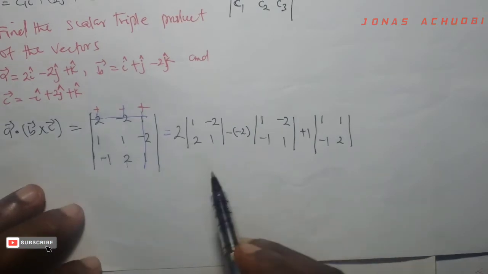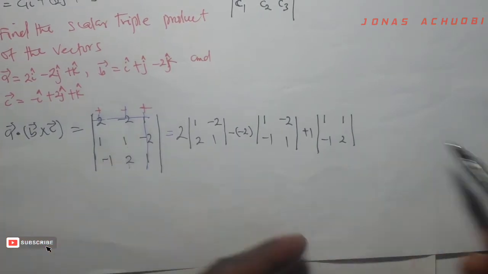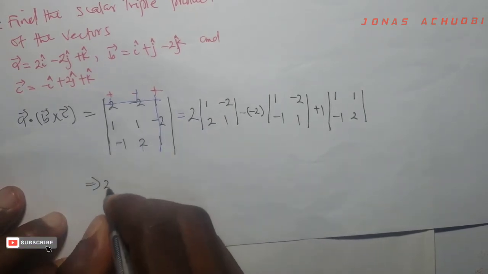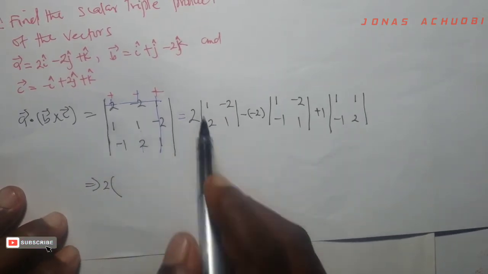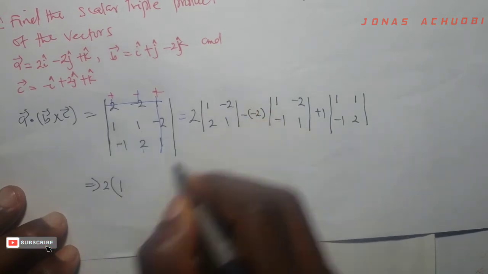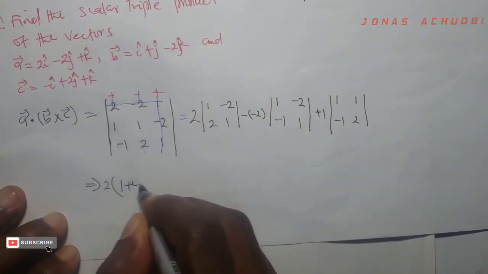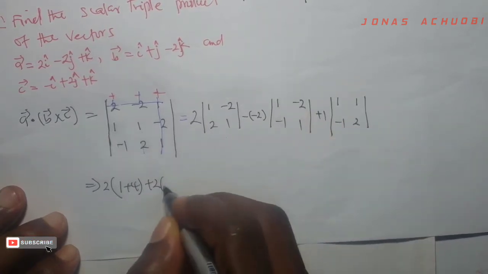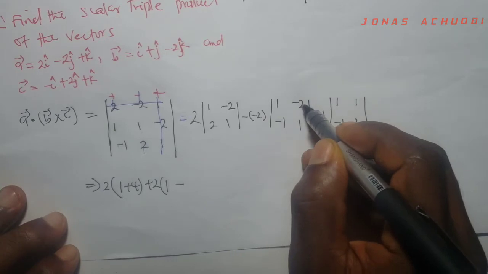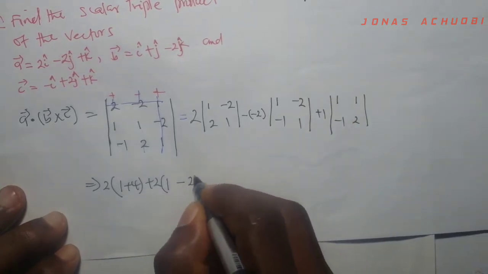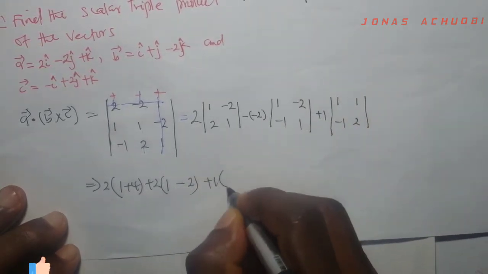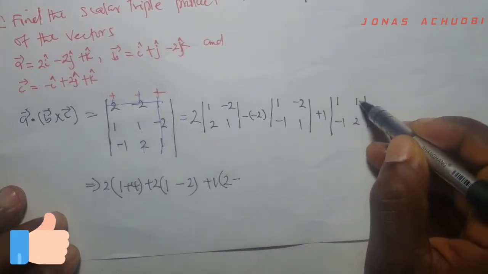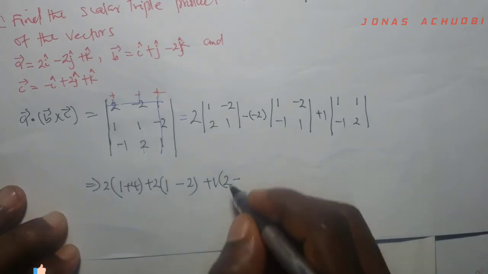So we have reduced the 3 by 3 determinant to a group of 2 by 2 determinants. So this is 2 times a 2 by 2 determinant, which we now know. 1 times 1 is 1, minus negative 4, so 1 plus 4. Minus times minus is plus 2, times the determinant: 1 times 1 is 1, minus negative 1 times negative 2, which is 2. Minus 2 plus 1 times the determinant: 1 times 2 is 2, minus negative 1 times 1 is minus negative 1, so this is plus 1.